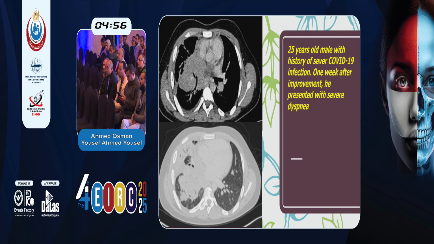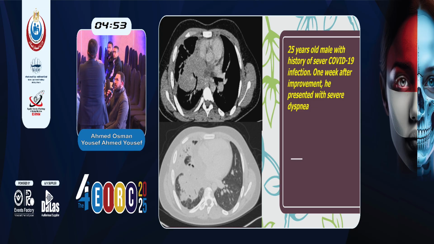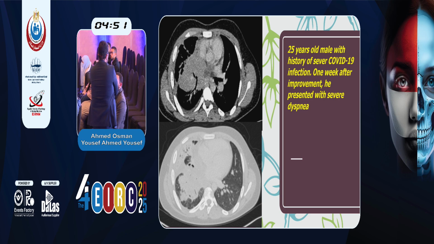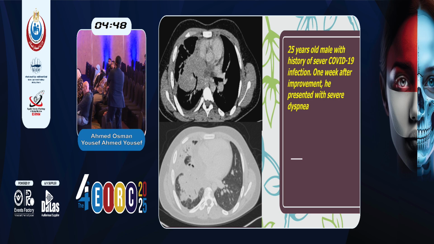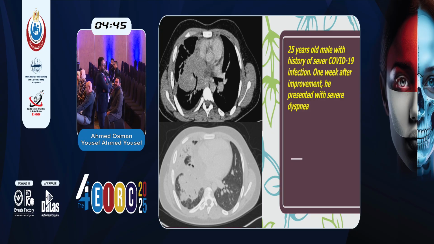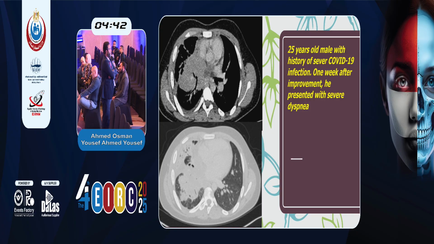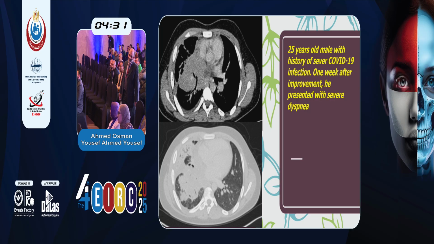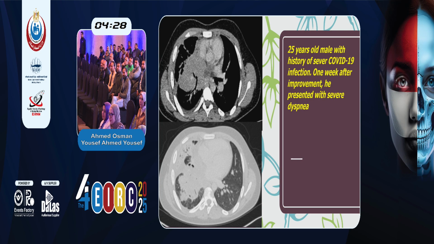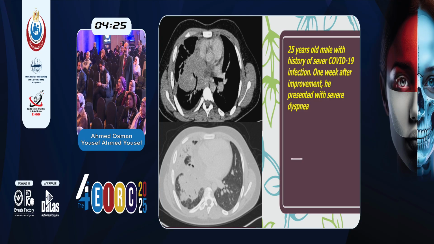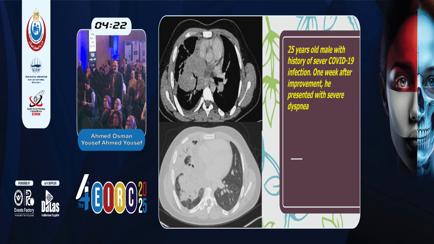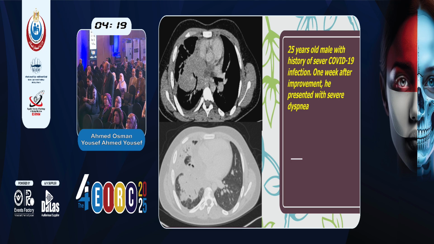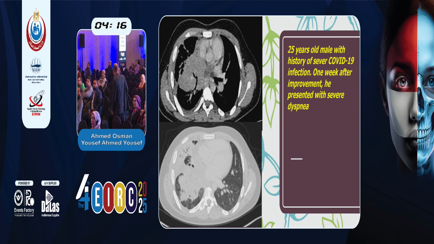Suspected mass. Yes. Malignancy, bronchogenic. In a 25-year-old, it will be your first possibility? What is the youngest bronchogenic carcinoma you diagnosed? Very rare. It's definitely a disease of the elderly. We had a case in Ain Shams, 14 years old, but it was genetic, he had a mutation. Definitely this is not an environmental factor.